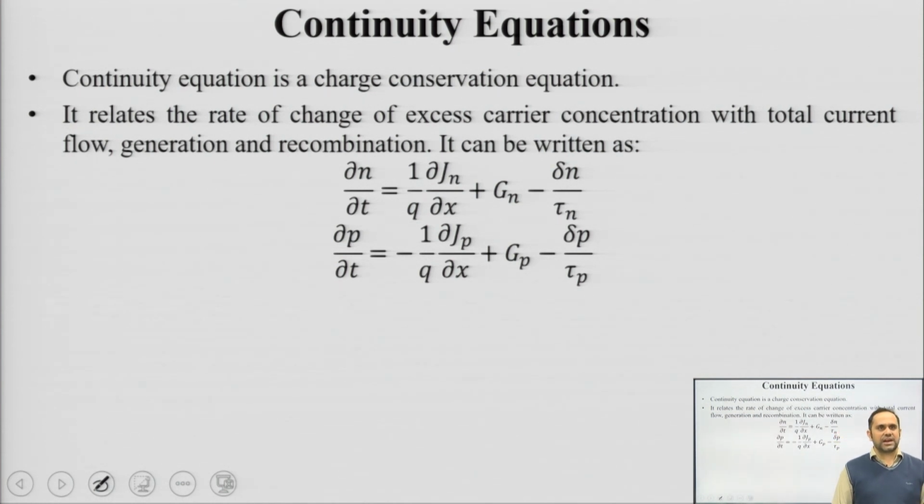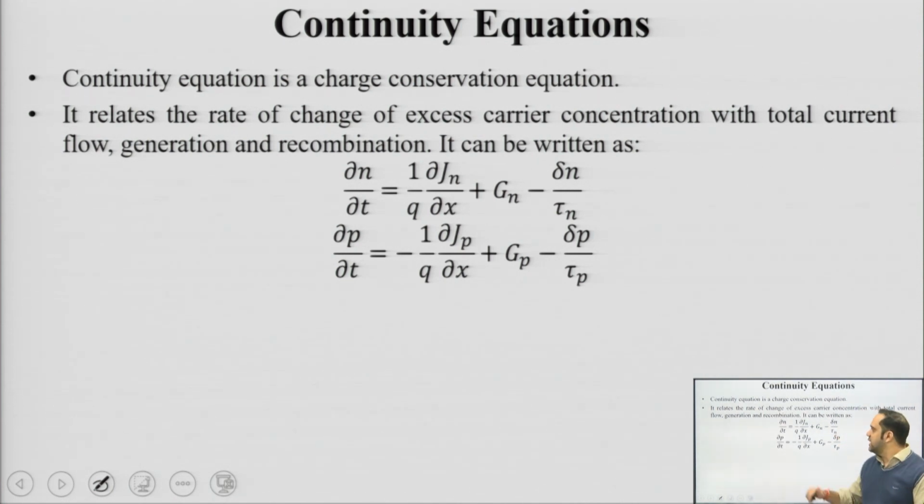So, the rate at which excess carrier concentration varies is equal to how much flux of these charge carriers enters minus how much leaves this semiconductor, or you can also talk about a particular cross section, plus if there is any generation which has taken place, minus any recombination.